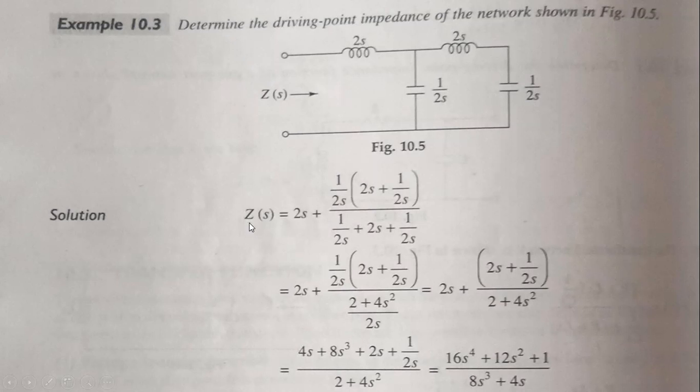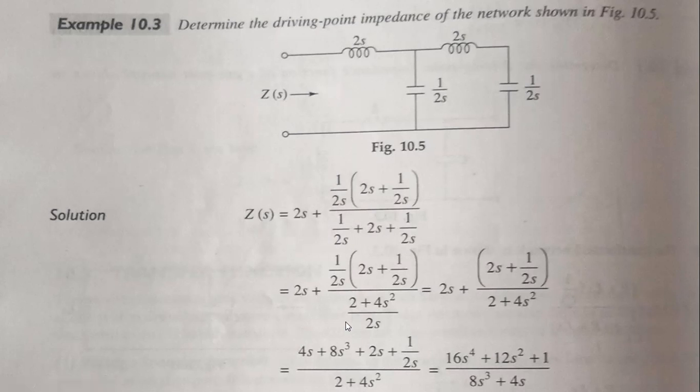How can we find that impedance? Impedance is equal to, if I am observing from this side, this is in series, that's why 2s plus the rest. At this moment, there will be a division of current. What will be the case? 2s plus 1 by 2s. These are in series, that's why they are added, 2s plus 1 by 2s, and this term is in parallel with the 1 by 2s. That's why this into this divided by the summation of all, that is 2s plus 1 by 2s plus 1 by 2s.